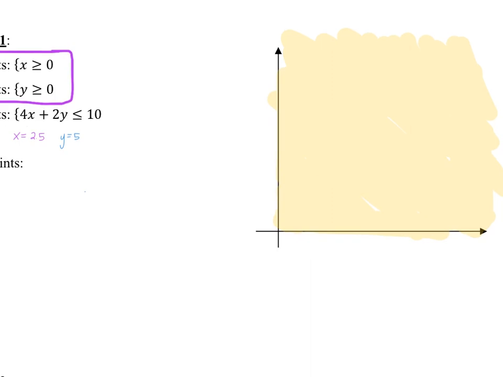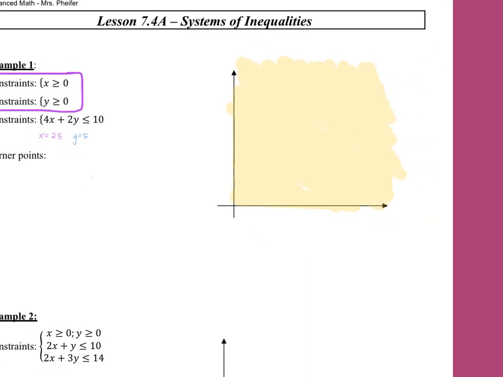So let's go to our quadrant here. We know that along the x-axis, we are now at 2.5. So 1, 2, 3, 2.5 is about right here. And 5, 1, 2, 3, 4, 5 is the y-intercept. The quickest way to graph that is to just connect the x-intercept and the y-intercept. So we've got 2.5 connected to 5.